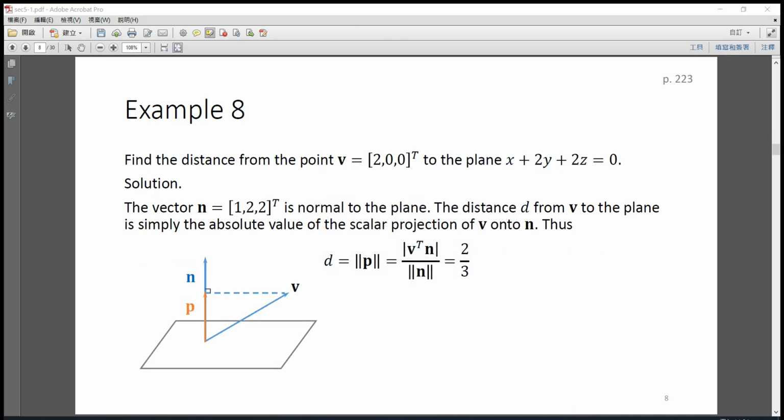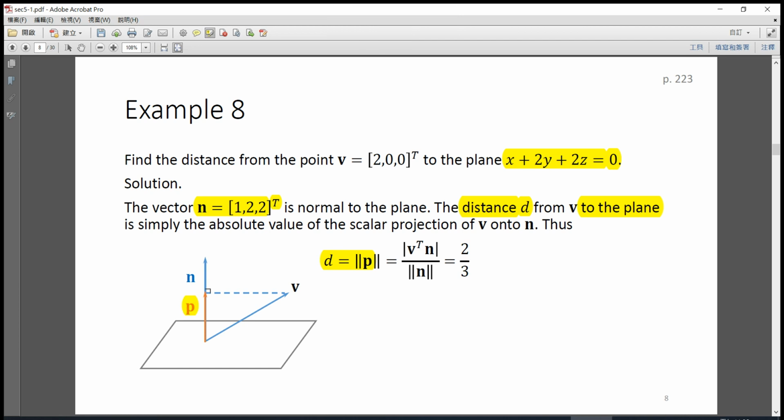In example 8, we compute the distance from a point v to a given plane. The equation of the given plane is x plus 2y plus 2z equals 0. From the plane equation, we know the normal vector n equals (1, 2, 2). Our goal is to compute the distance d from the vector v to the plane. We can visualize the distance d in the bottom figure of this slide. The distance d actually is the length of p.